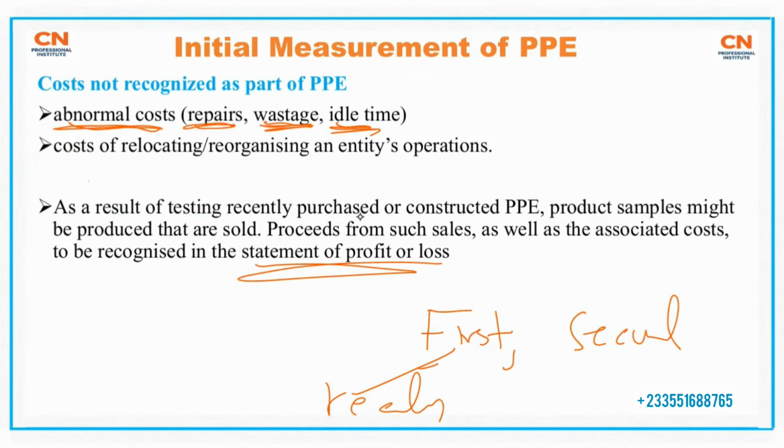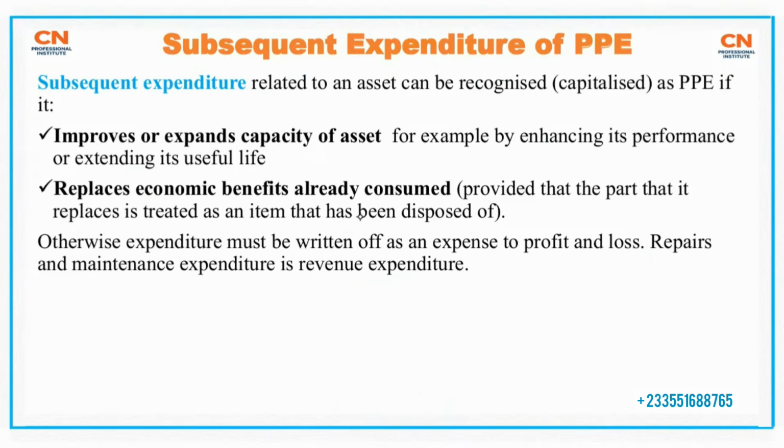So don't forget, you see a question where they tell you that maybe they are constructing a building as PPE and part of it was ready, and therefore they rented out that part and they earned an investment income. That investment income shouldn't be part of the cost of the PPE. It should be recorded in P&L as an income, and any associated cost too should be recorded in P&L. Now let's end here.